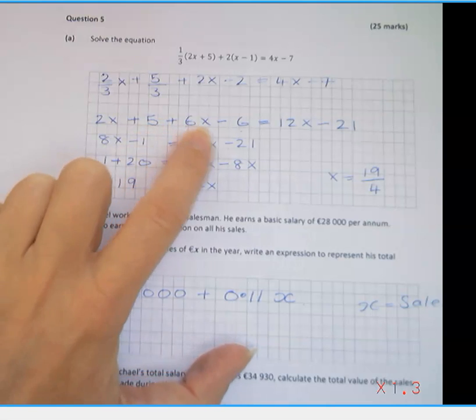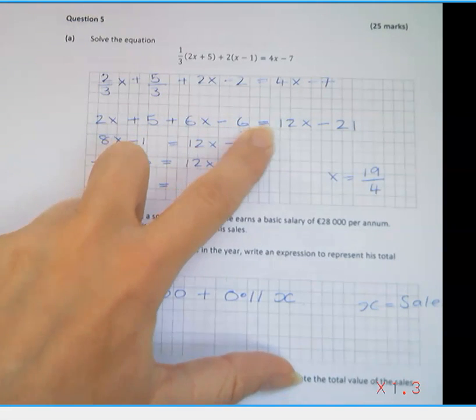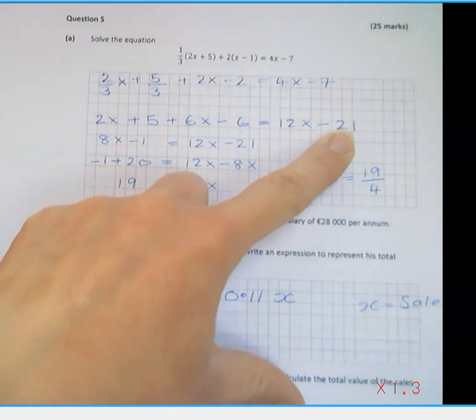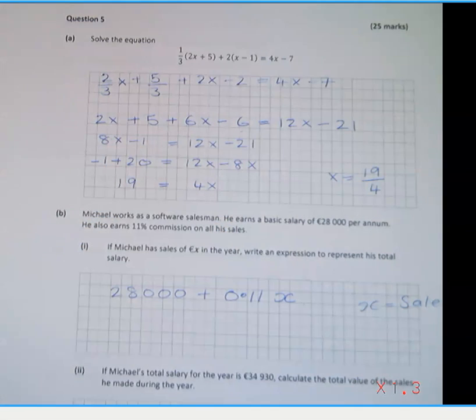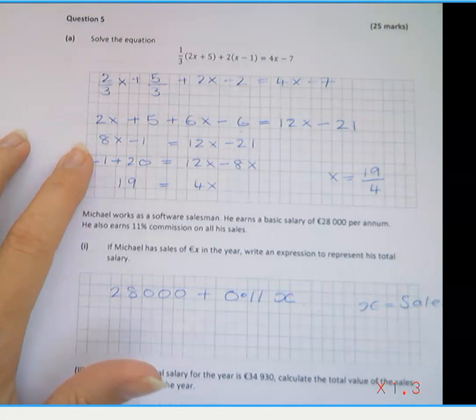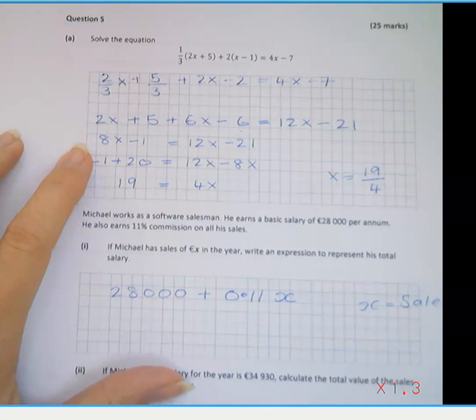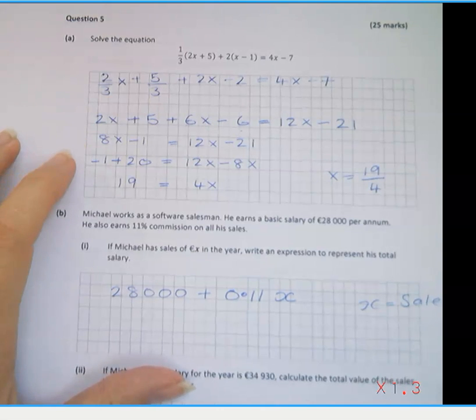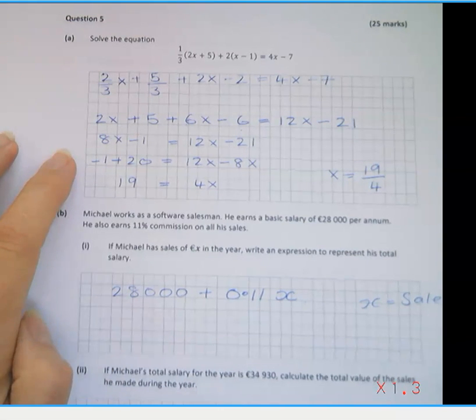2 by 3, I'm getting 6. 4 by 3, I'm getting 12. And 7 by 3, I'm getting 21. So you multiply across the whole line by your 3. Then you're tidying it up. So in this case, I just tidied up each side before I moved anything. So on one side I got 8x minus 1, on the other side I got 12x minus 21.